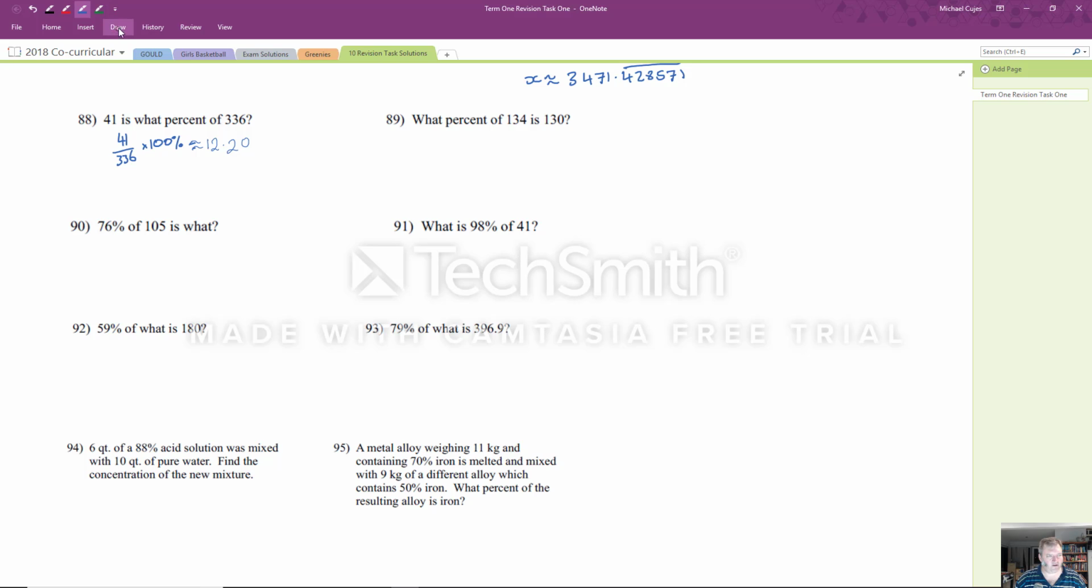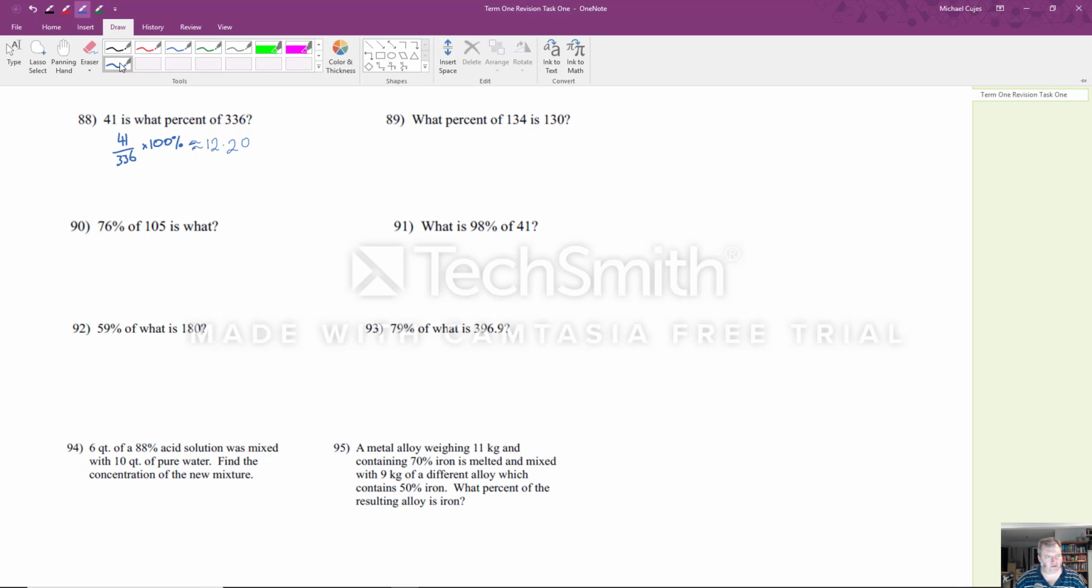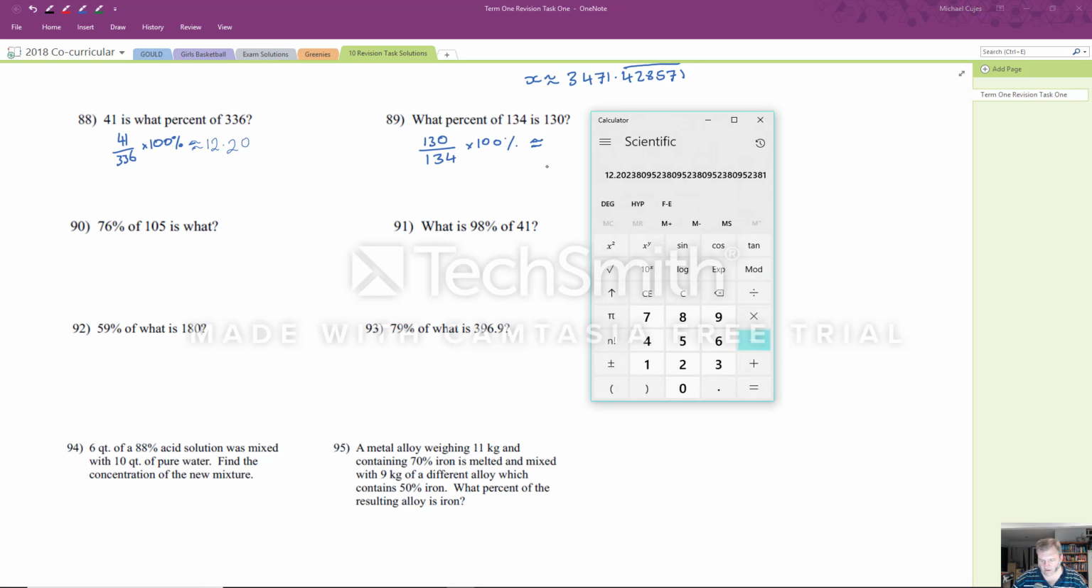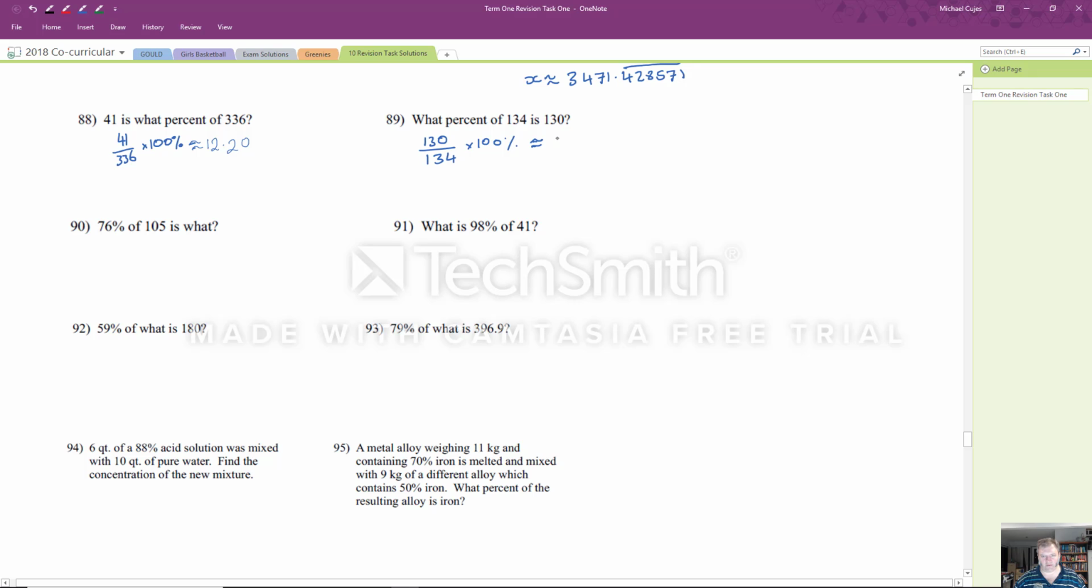There we go. Let's find that nicer pen I was using before. What percent of 134 is 130? So it's 130 as a percent of 134 multiplied by 100. And we're going to have the answer. 130 divided by 134. 97.01%. You would think it would be pretty close to 100%, so that makes sense to me. Let's just neaten it up a little bit.